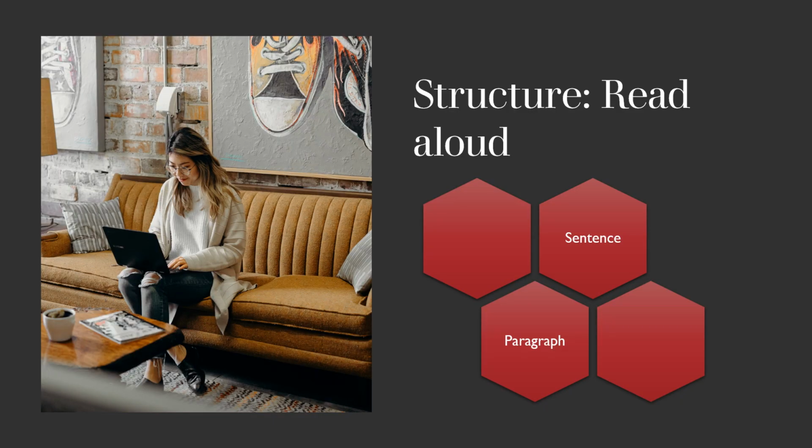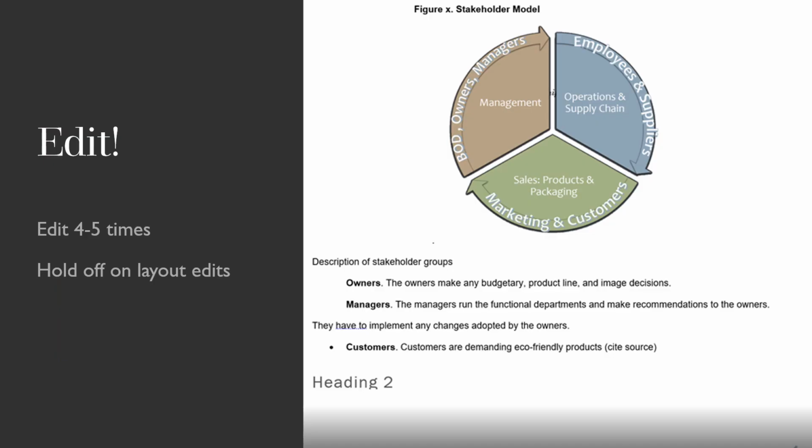As you're editing, read your writing aloud at least once or twice. You'll catch many errors and smooth out the rough edges in your writing. You should edit at least 4 or 5 times. However, don't take the time to fix orphan headings, which are headings at the bottom of the page, or other pagination issues, because you'll be editing throughout the process, and you shouldn't do final formatting until you're close to finishing up.